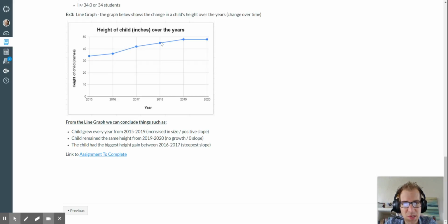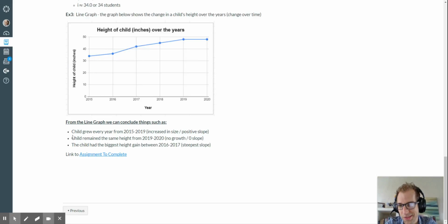Then it keeps increasing, but not quite as much. There's another fairly big increase, but not quite as much, 2018 and 2019. And then, of course, as time goes along, it looks like this child is growing, getting taller and taller. And we see that overall trend, right, even from the beginning, 2015, to the very end, 2020.